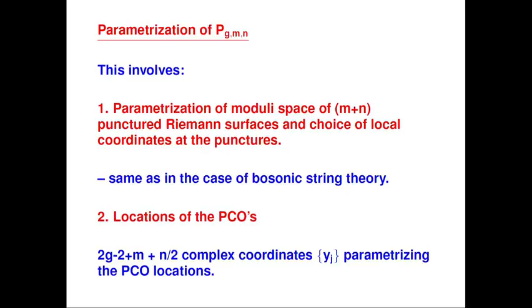So why this number? Because if we have m NS punctures, that contributes a picture number of -m, and n Ramond punctures give a picture number of -n/2, because Ramond states carry picture number -1/2. But we need enough picture changing operators to make the total picture number 2g-2. So you need this many picture changing operators to get a non-zero answer. These many picture changing operators you have to locate on the Riemann surface, and their coordinates are additional coordinates on the fiber of P_g^{m,n}. Is this point clear?